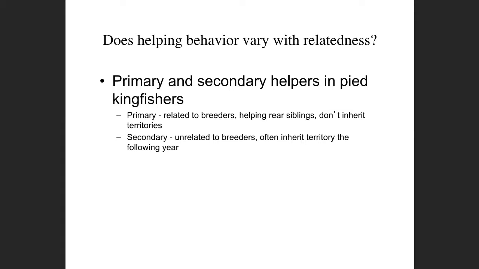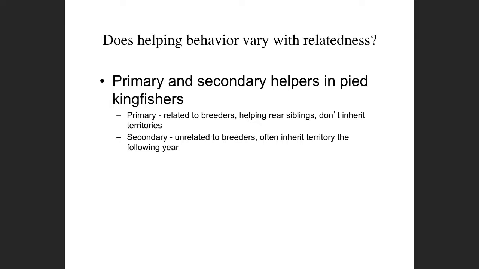One way of testing an ultimate hypothesis, like the kin selection hypothesis, is to ask whether helping behavior varies with relatedness in a way that's consistent with kin selection. I talked before about these primary and secondary helpers in the pied kingfishers. The primaries are related to the breeders. They're the older offspring of that pair, and they never get to inherit territories. The secondary helpers are unrelated to the breeders, and they do inherit territories if one of the breeders dies. That relates to ultimate causation.